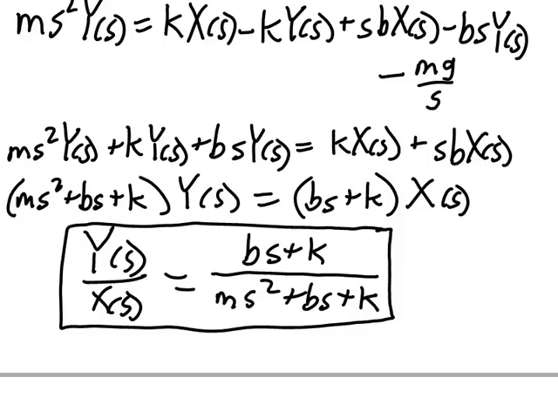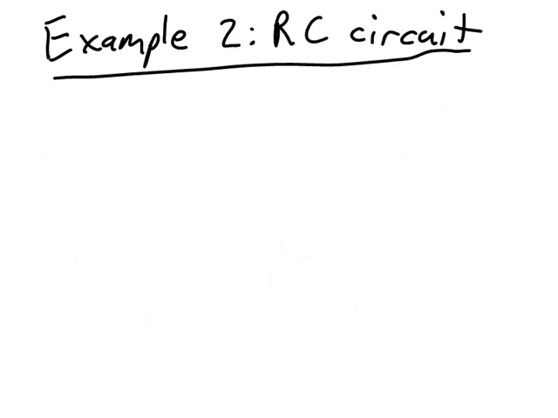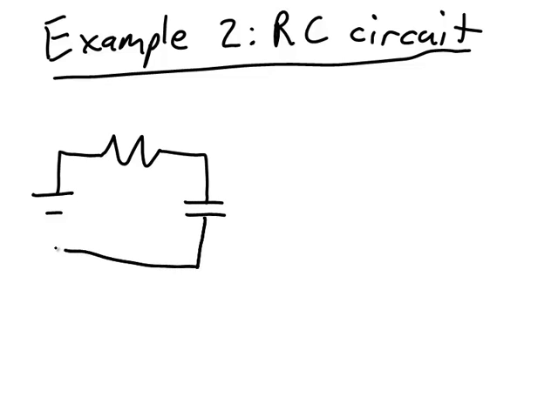Let's take a look at another example. For example 2, let's do an RC circuit. Here we will have a battery applying a voltage to a resistor and a capacitor in series. The input is going to be the applied voltage from the battery, and the output is going to be VC, the voltage across the capacitor.